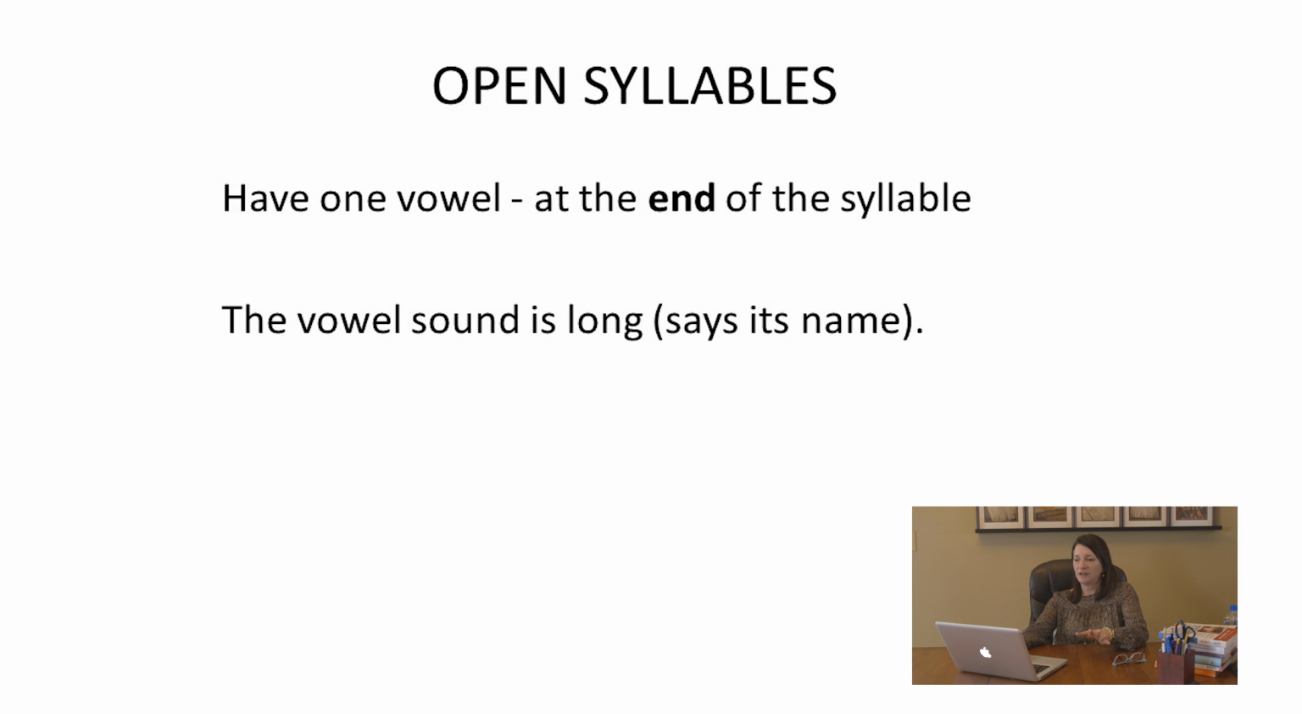Open syllables. They're the opposite of closed syllables. Once again, they have just one vowel, but this time the vowel is what ends the syllable. It's not closed in by a consonant. It's open. So as a result, the vowel has confidence. It's not intimidated by any consonants bullying it or closing it in. It can say its name. Okay, one vowel at the end.